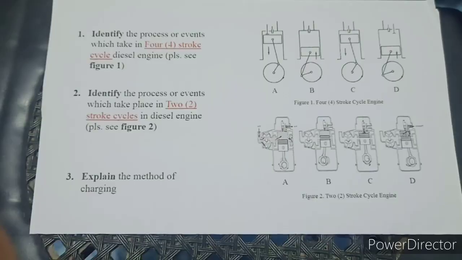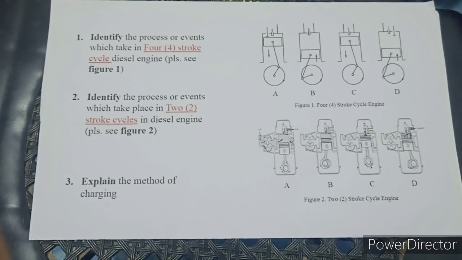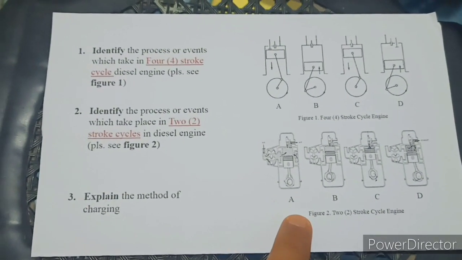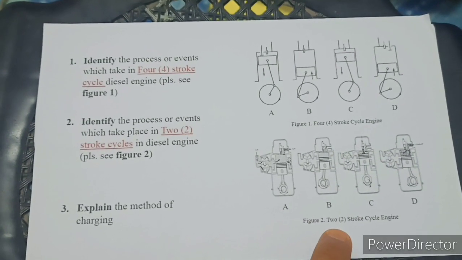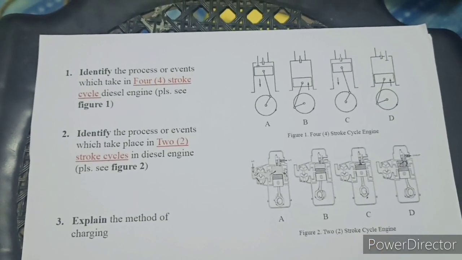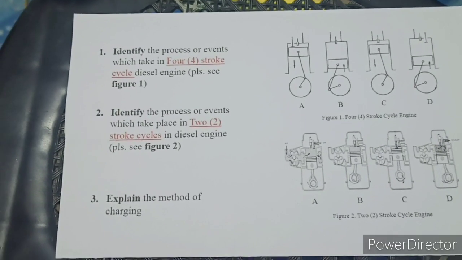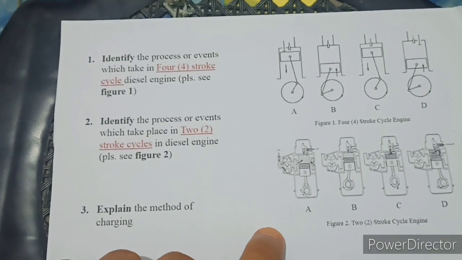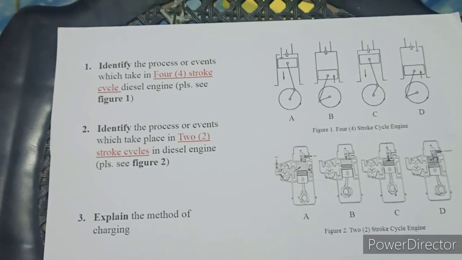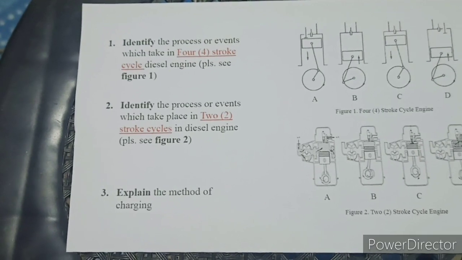Second, identify the process or events which take place in a 2-stroke cycle diesel engine. A represents intake, B represents compression, C represents ignition, and D represents exhaust. The intake begins when the piston is near the bottom dead center, or BDC. Air is admitted to the cylinder through ports in the cylinder wall. There are no intake valves.